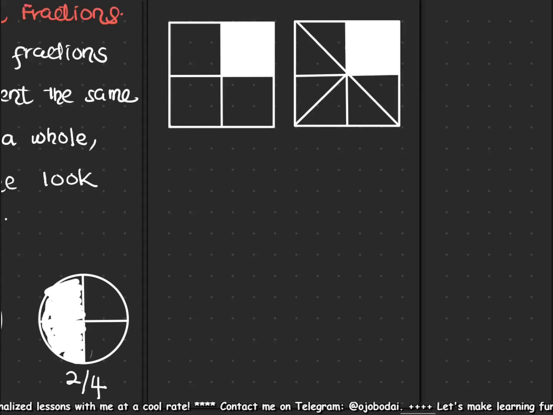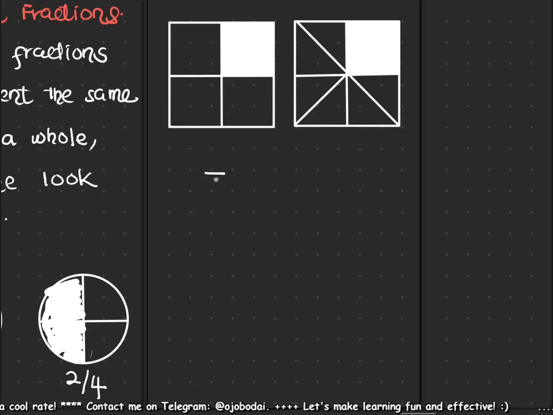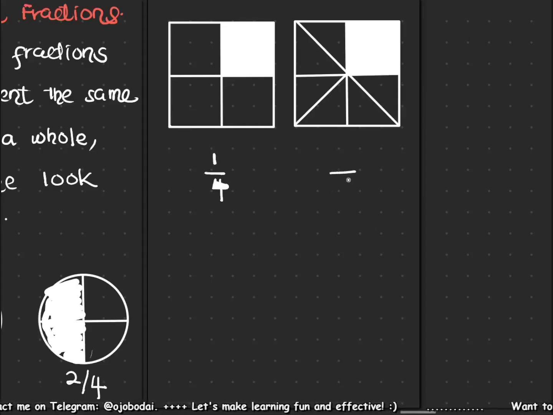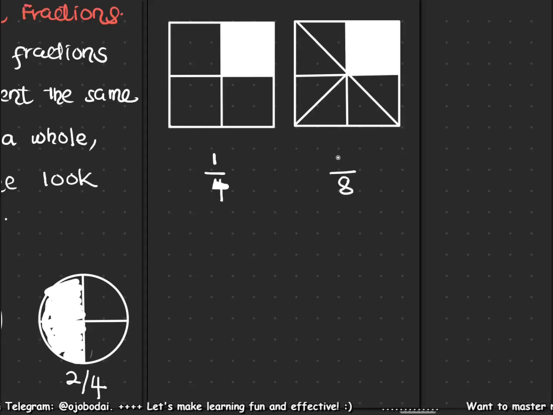Now if I want to write the fractions that have been represented here, you're going to realize that for the very first one, we divided it into what? 4 equal parts. 1, 2, 3, 4. And how many portions did we take? We took just one portion. For this, on the other hand, we divided it into 8 equal parts. And how many portions did we take? We took 2 out of the 8.